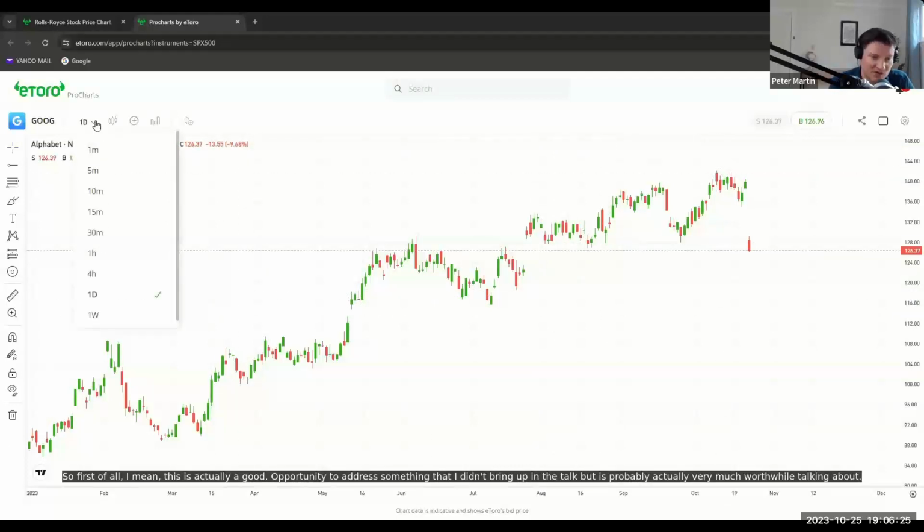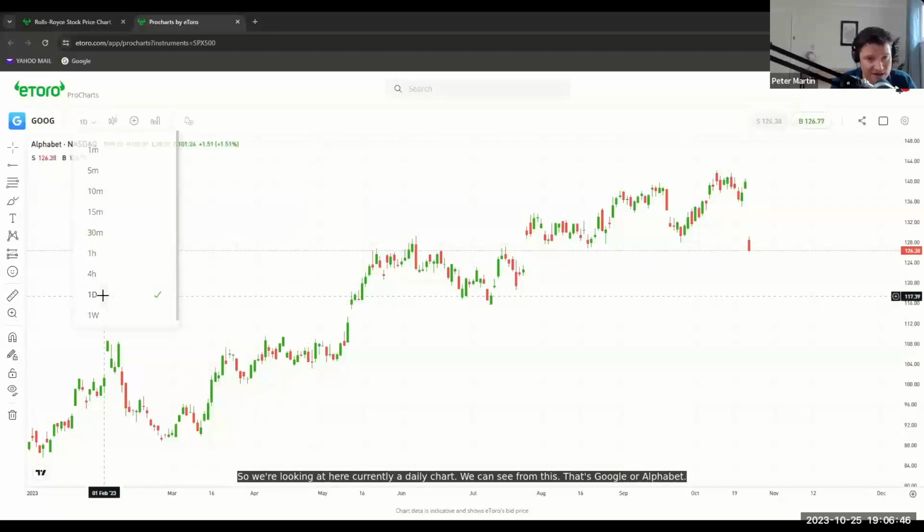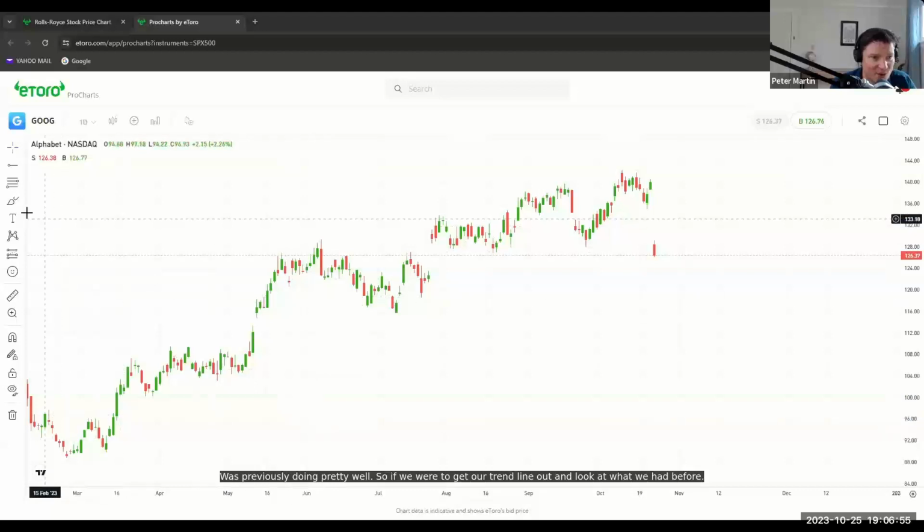So first of all, this is actually a good opportunity to address something that I didn't bring up in the talk, but is probably very much worthwhile talking about: time frames, and how the time frame of looking at a chart can very much alter your perception of what you're seeing. We're looking at a daily chart currently, and we can see from this that Google, or Alphabet, was previously doing pretty well.